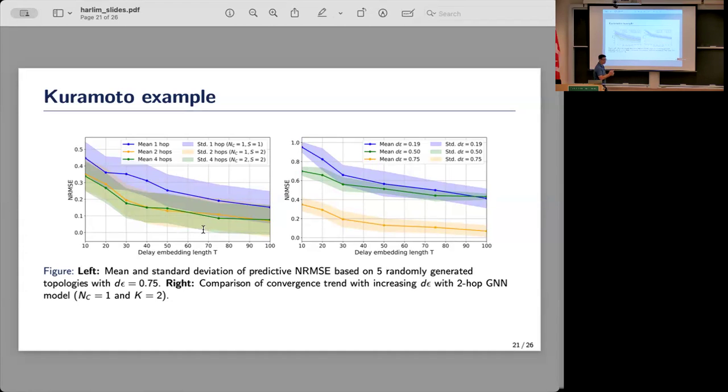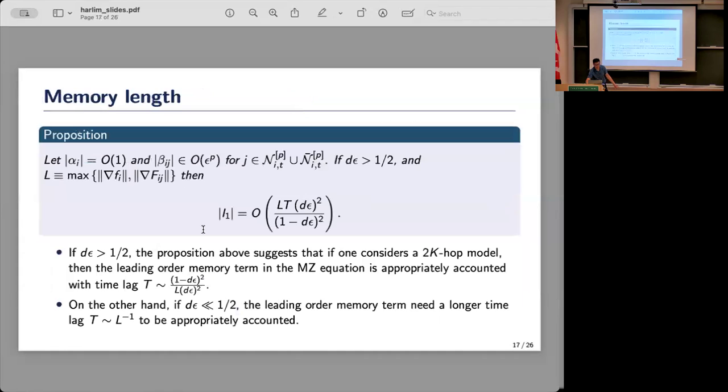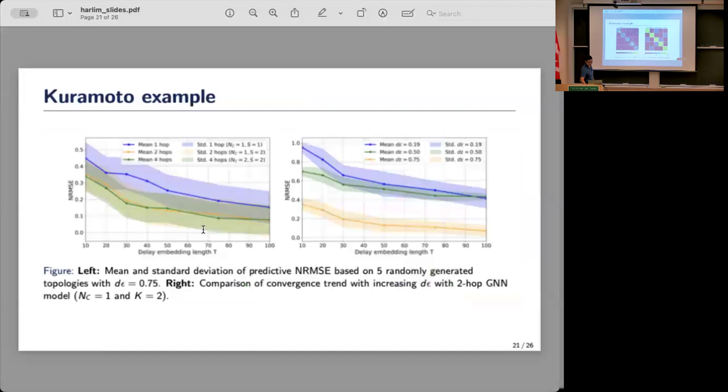So if you use 2 hops or bigger than 2 hops, it doesn't matter, right? That's what we were saying before in the proposition. If this is the case, approximately 2K hop, then basically the time lag, so this is as a function of the time lag. You can see this is as a function of delay embedding lag. So when you use 2K hop, the more you increase, it's just the same.